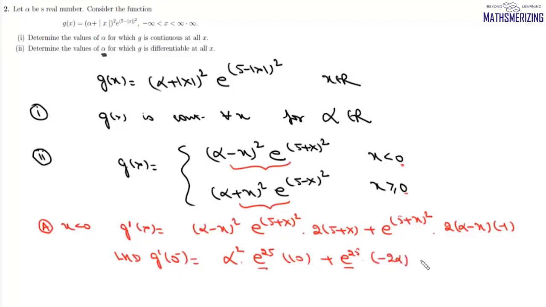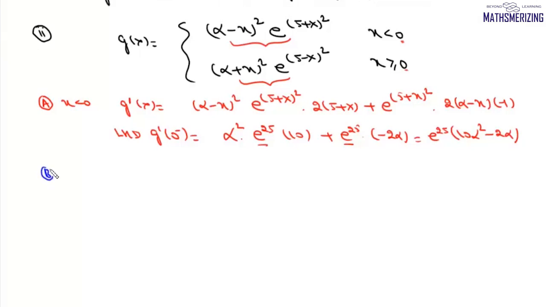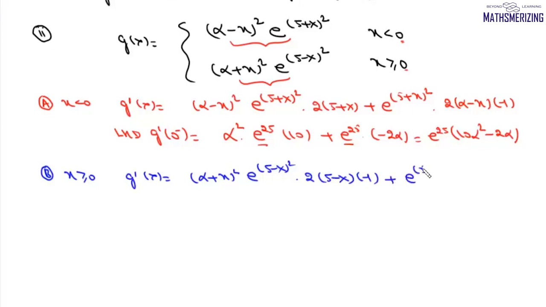We can take e to the power 25 common, then we can write e to the power 25 and then 10 alpha square minus 2 alpha. Now we'll find the derivative of this function when x is greater than or equal to 0. In that case, g dash x will be (alpha plus x) whole square e to the power (5 minus x) whole square into 2 (5 minus x) into minus 1 plus e to the power (5 minus x) whole square into 2 (alpha plus x).